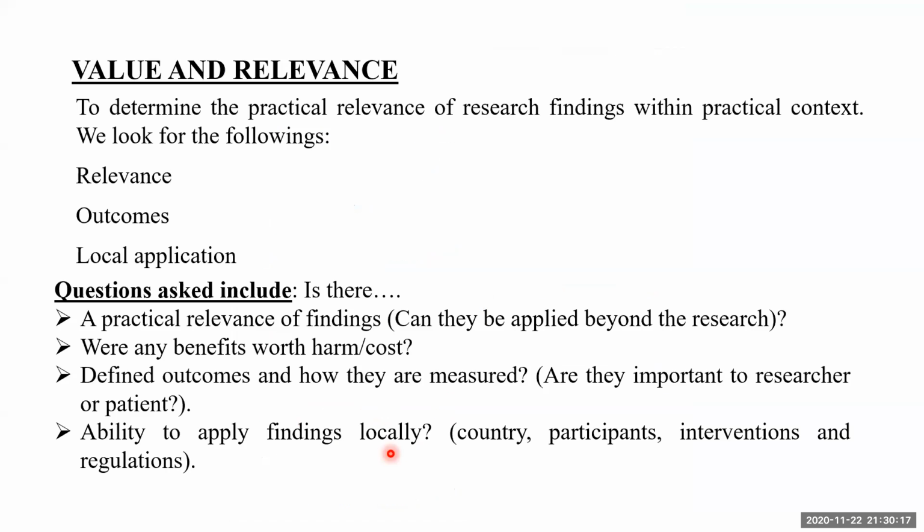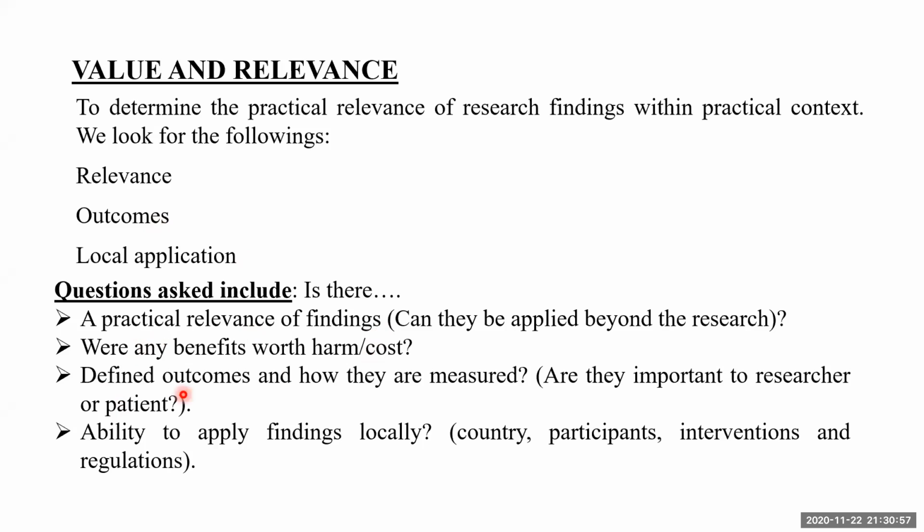The third part of critical appraisal is the value and relevance. This is to determine the practical relevance of a research finding within a practical context. We look for the following. First of all, relevance, outcomes, and local applications. So the question will be, is there a practical relevance of the finding? Can they be applied beyond the research or just for the research and we cannot apply it? Were any benefits worth harm and cost? Is it harming or is there any benefit from them?